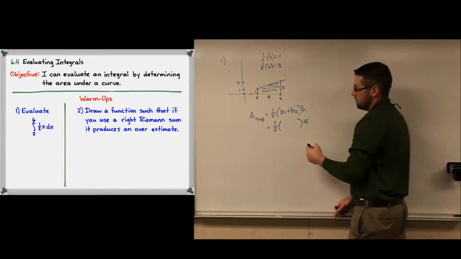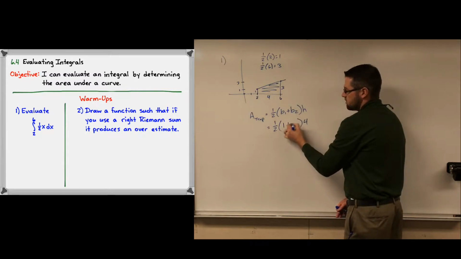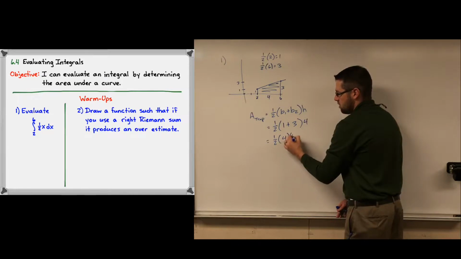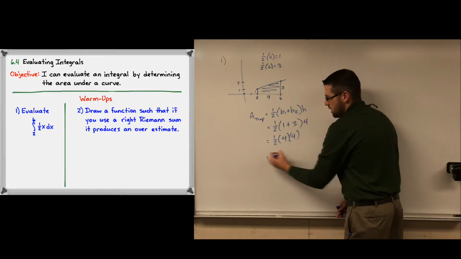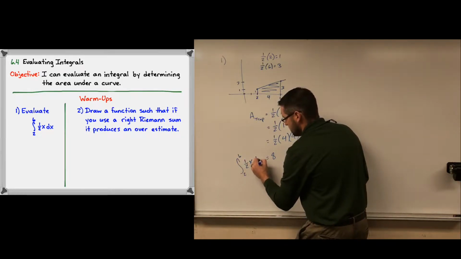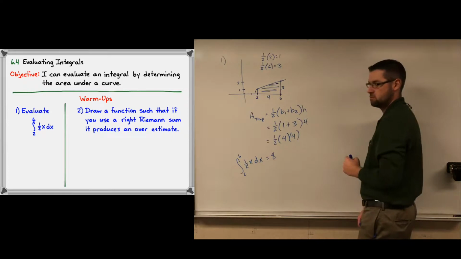We don't care about the diagonal. So we have 1 plus 3 for our bases. So we got 1/2 of 4 times 4, which is 8. So we can say the integral from 2 to 6 of 1/2 x dx equals 8. You guys okay with that?